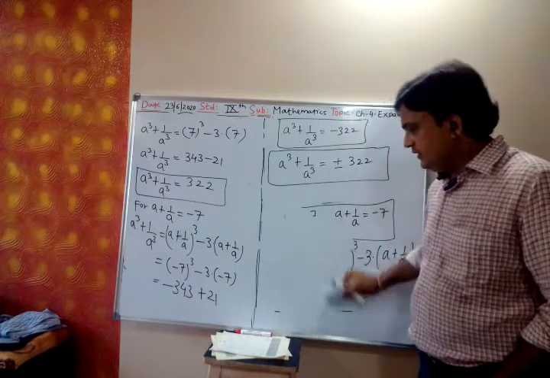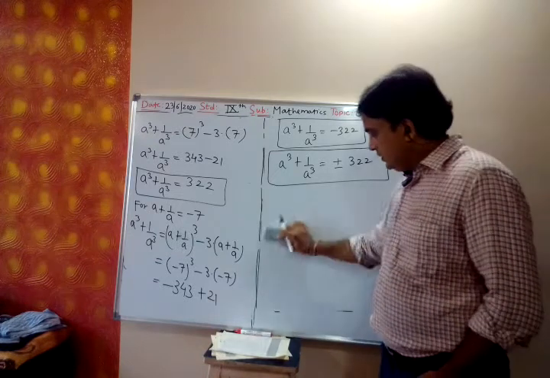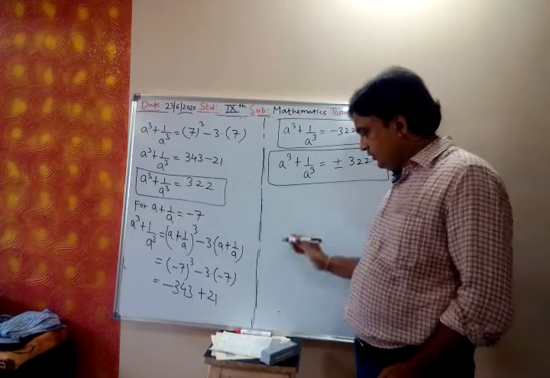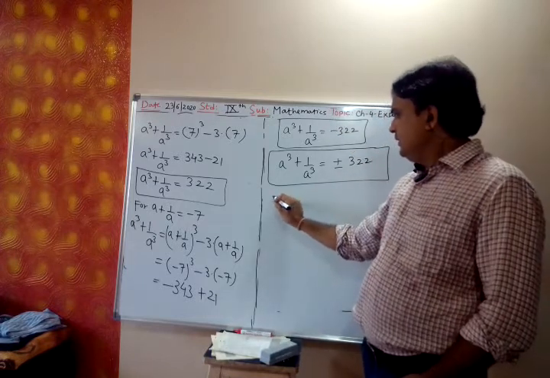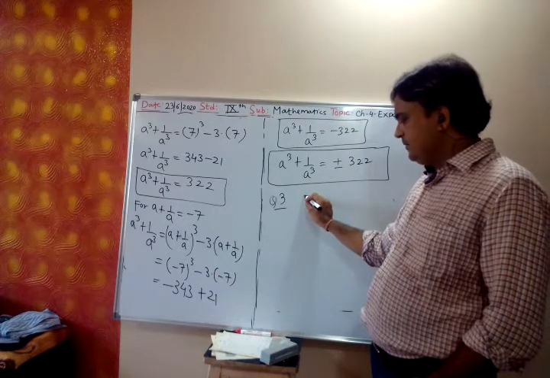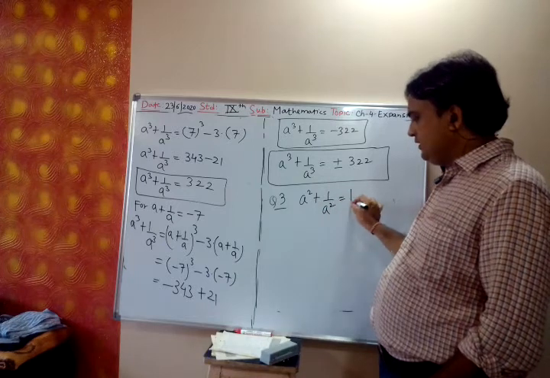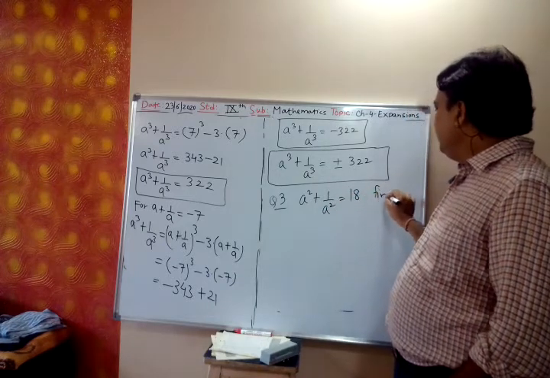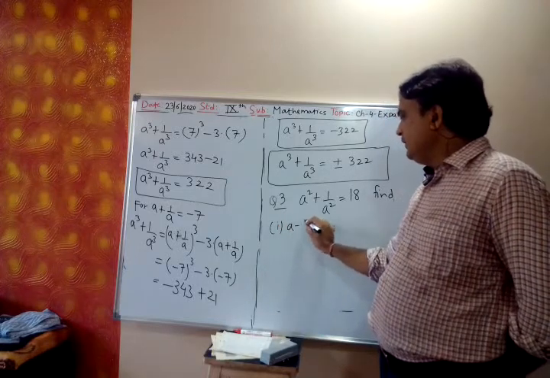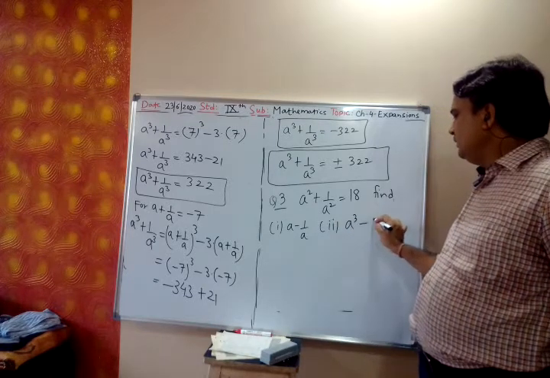In the same way, we have question number 3. Still time is there. a square plus 1 upon a square is 18. Find first a minus 1 upon a, and second a cube minus 1 upon a cube.